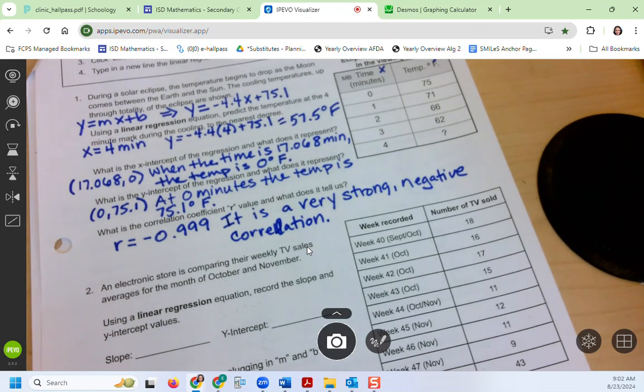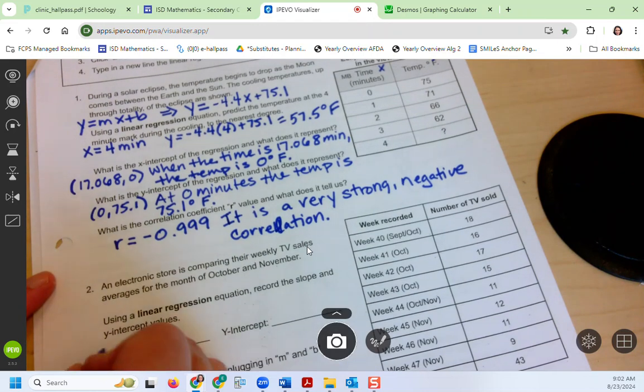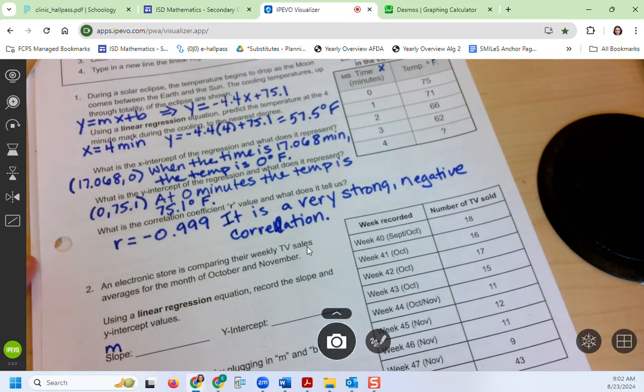I'm going to give you some time to do the next one. Some of you have worked ahead, which is great. It's about an electronics sale and their weekly TV sales. When it asks you the slope and the y-intercept, we already said slope is M. What letter is y-intercept? B, good.